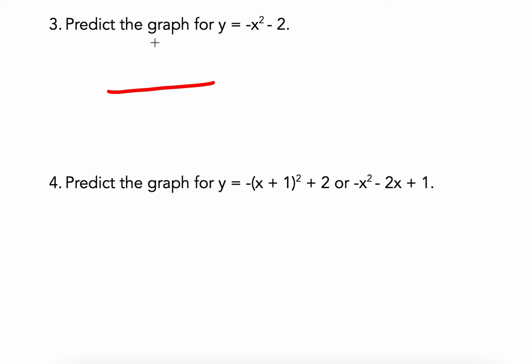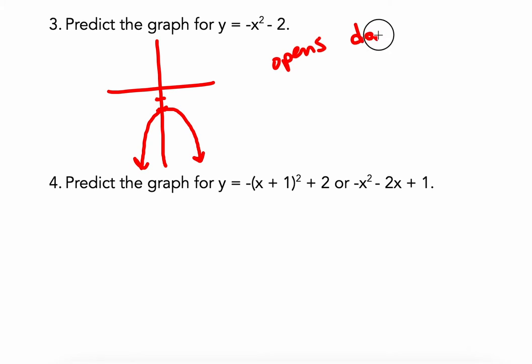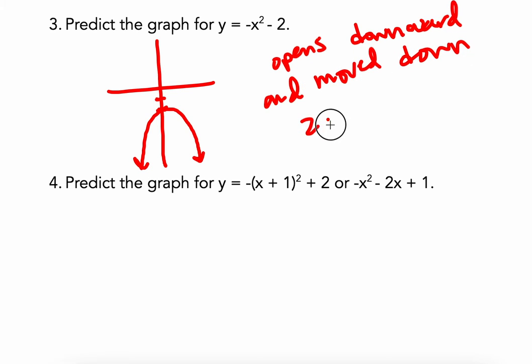Okay, let's sketch what that result was. It was opening downwards and it moved down 2 units. It wasn't any particular width because there wasn't a number other than the 1. So let's go ahead and write down that it opens downward and moved down 2 units.